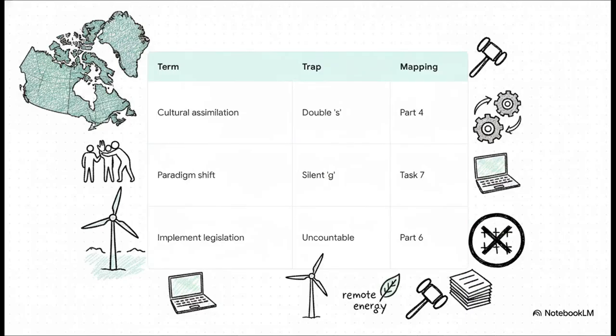To wrap up our society vocabulary, let's look at cultural assimilation. The common collocation is resist cultural assimilation, which you'll often see in reading Part 4. Contextually, this is the exact opposite of Canada's multicultural mosaic.